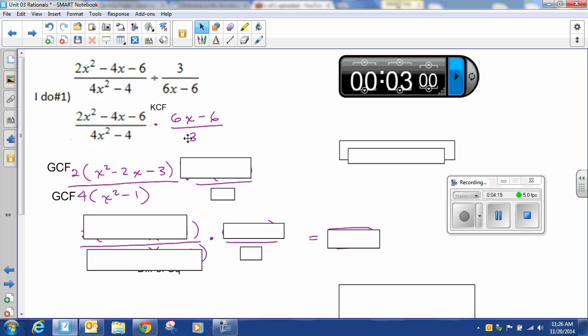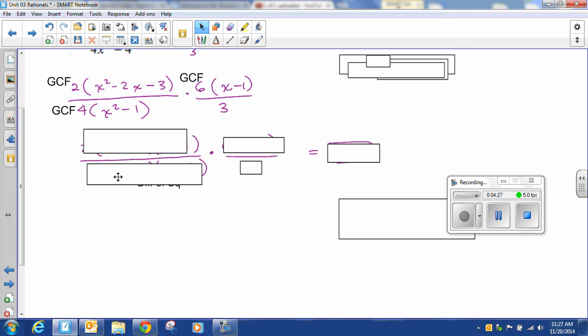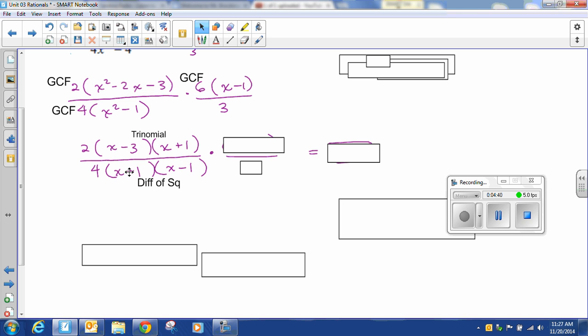The second fraction is 6x minus 6. We extract the 6, we get x minus 1, and 3 remains in the denominator. So now we can factor x squared minus 2x minus 3, this regular trinomial factoring, giving us two binomials, x minus 3, x plus 1. The 2 remains there. And x squared minus 1 is a difference of perfect squares, so that gives us x plus 1, x minus 1. The second fraction is already factored out.